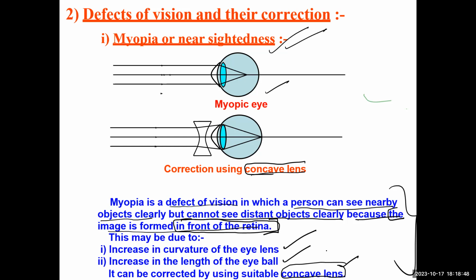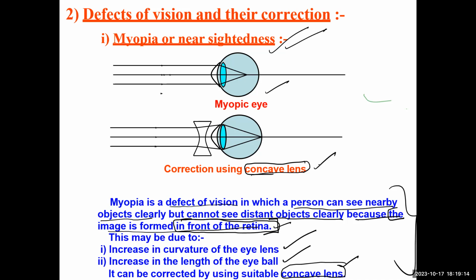Why can a person not see the far objects? Because the image is formed in front of the retina. So that's why a person cannot see the far objects. So how can we make the correction of this myopic defect? The correction of myopia, or defective eyesight, can be done with the help of a concave lens.